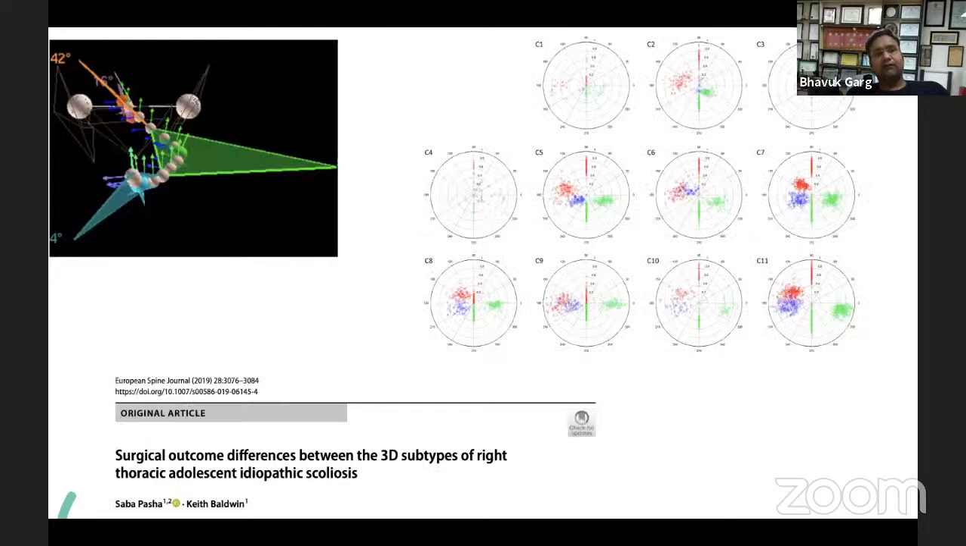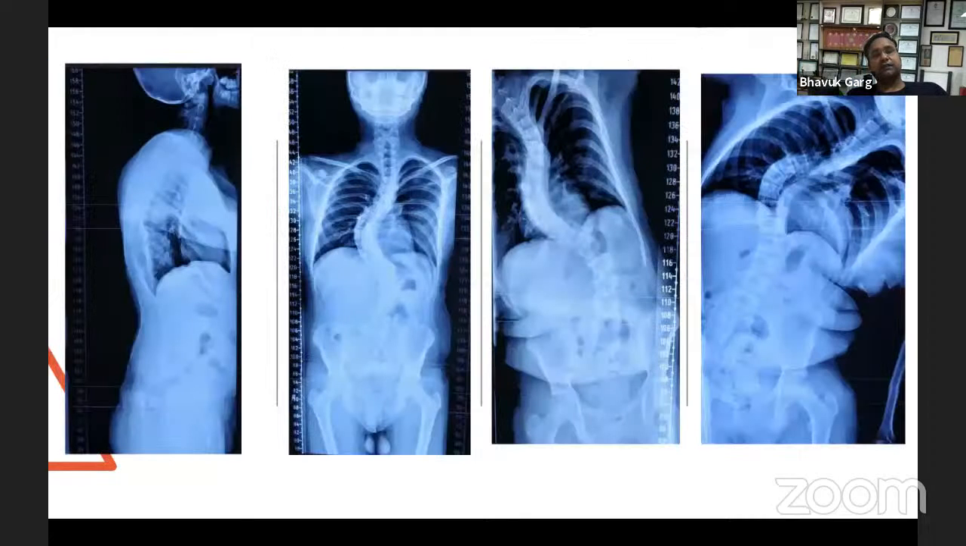This is a Da Vinci picture where you can see each and every individual vertebra from the topmost view, and then you can look at the various 3D subtypes of these classifications. This is an example of a Lenke 1 scoliosis, and when we looked at the X-rays, we thought we could stop at L1 and fuse from T4 to L1. This is the standard.